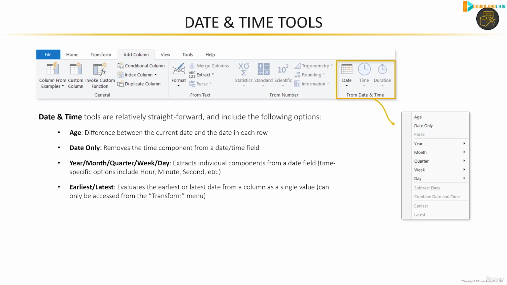Two other ones that I want to call out here are earliest and latest. And you'll see that those two are at the bottom of the list, and they're actually both grayed out. And that's because we're in an Add Column menu, and both of these functions act just like statistics tools, and they return a single value. So to access those two options, you'll actually need to grab them from the transform option. And as you might have guessed, the earliest option is going to return the earliest date in the column. Latest is going to return the last date.